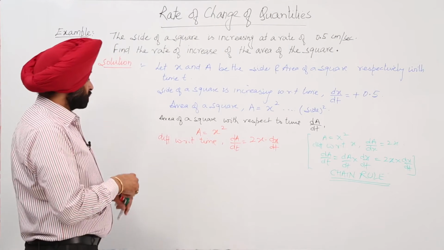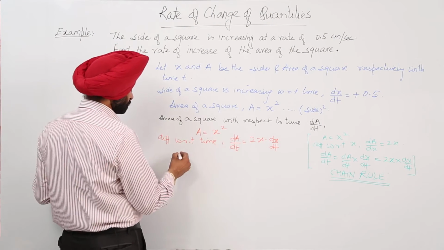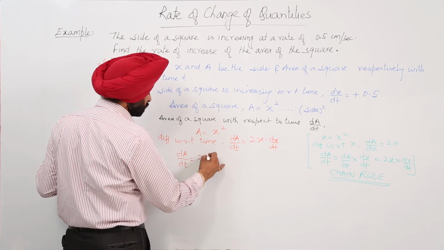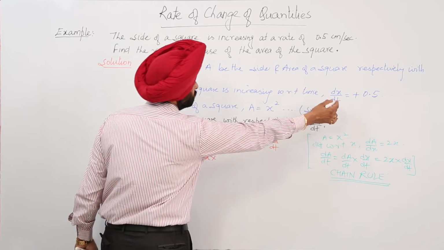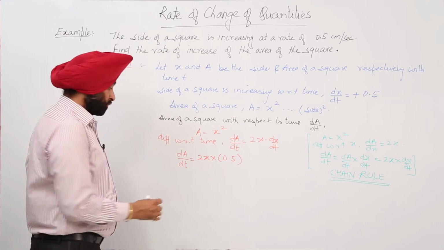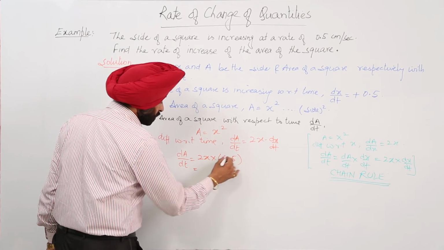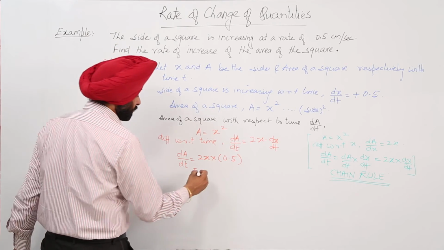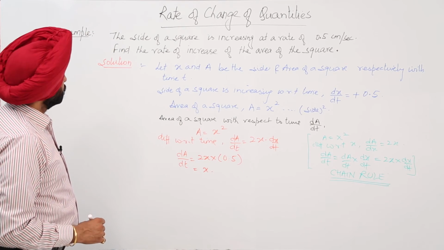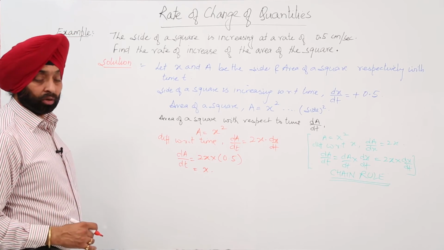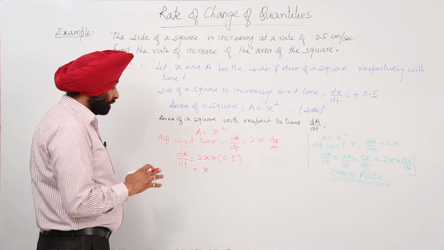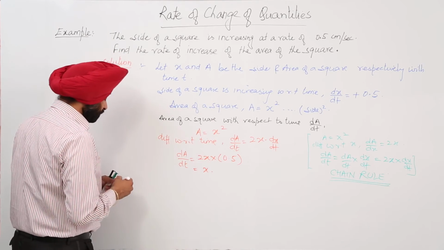Is it clear? So now we have dA by dt is equal to 2x with dx by dt, which is 0.5. So what are we getting? 0.5 means 1 upon 2, so we have x as the answer. The question was, find the rate of the increase of the area of a square. Now 1 by 2 with 2 cancels, we are left with x only. Now we can write it.